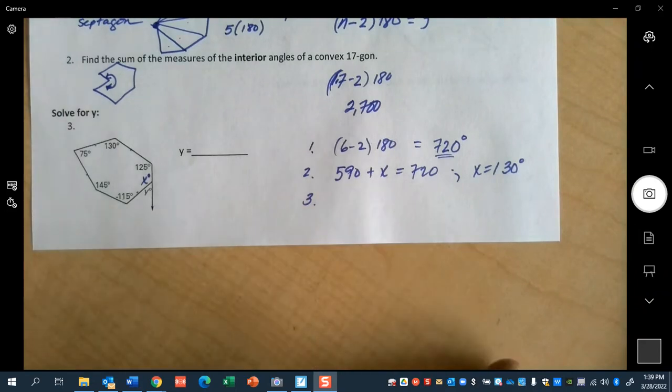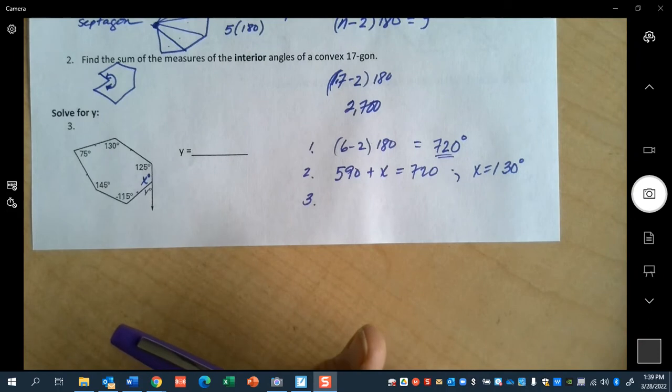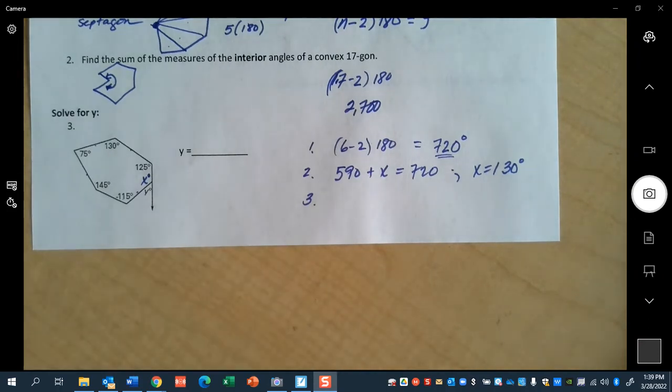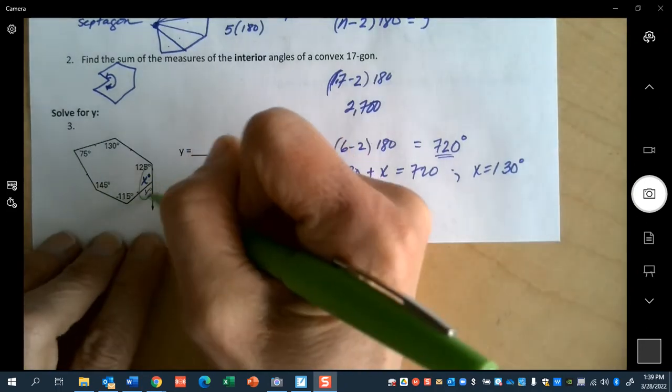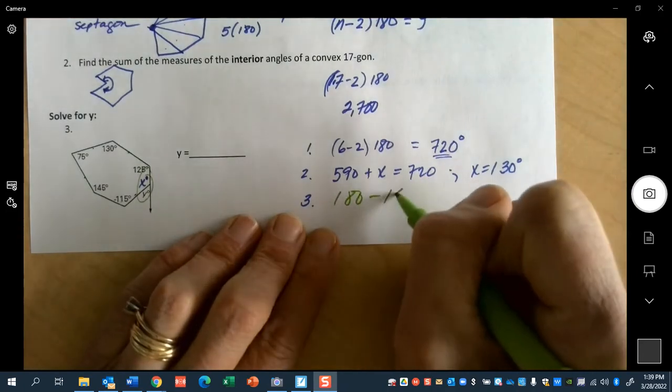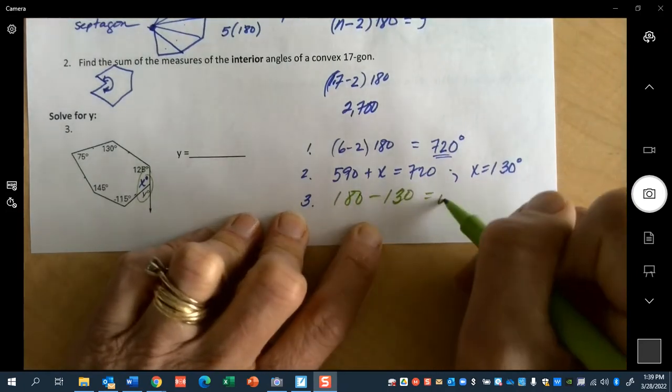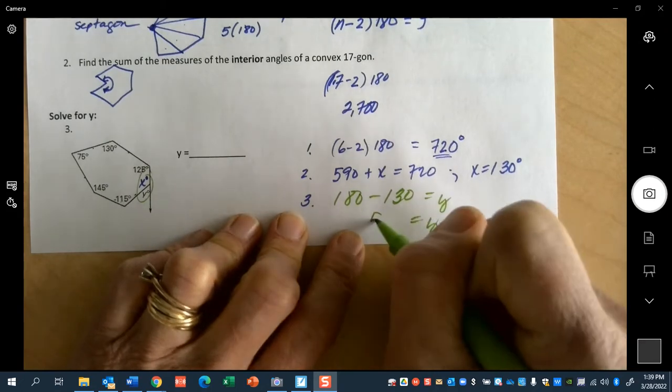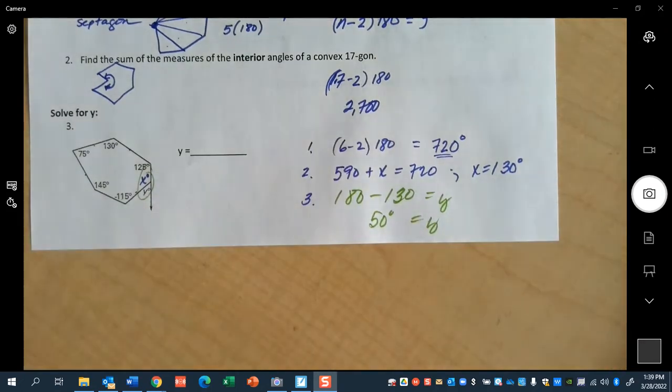Am I done yet? What comes next? What now? What do you think, Sully? What do I need to do now? Angles x and y have to equal 180. Subtract 130 from 180. Yeah. These angles are going to be supplementary. So 180 minus that 130 is going to be y. So my measure of angle y is going to be 50 degrees.